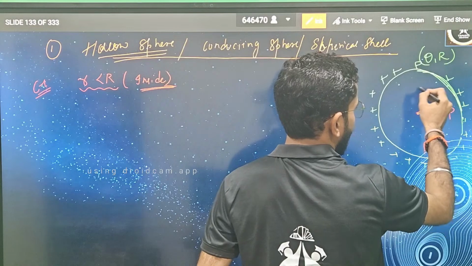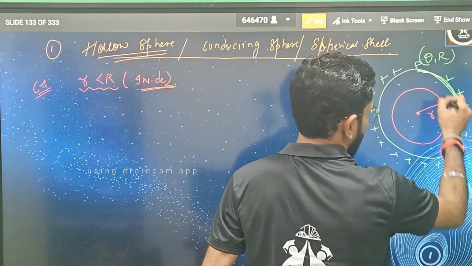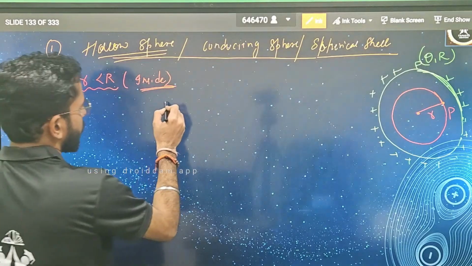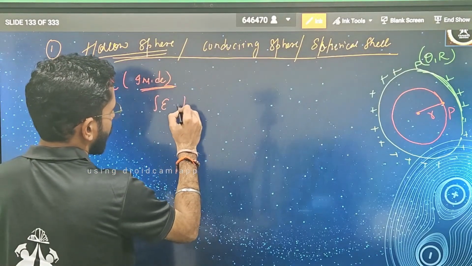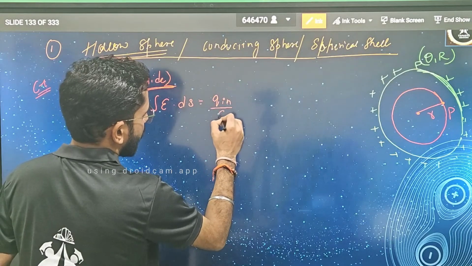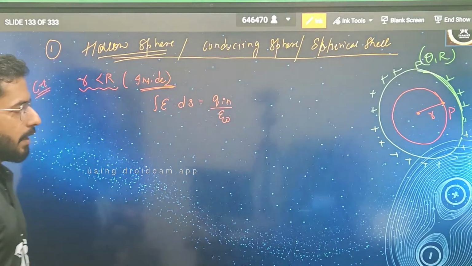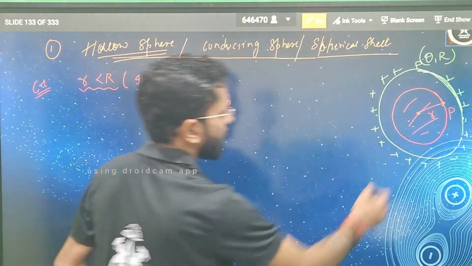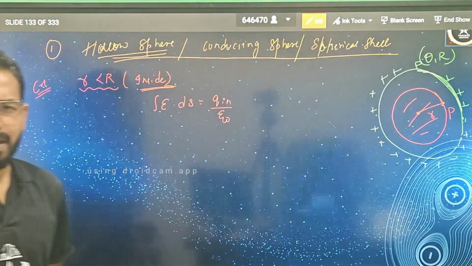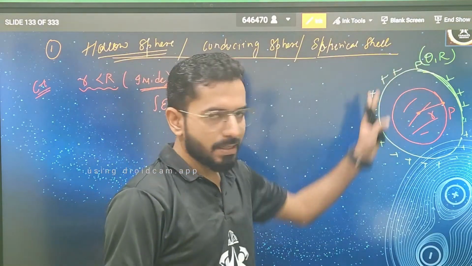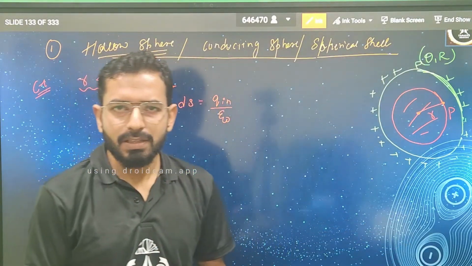What will I do? Firstly, I will draw a Gaussian surface. I have drawn a Gaussian surface, and then I will write the equation: integration of E dot ds is equal to net charge present inside divided by epsilon naught. Correct? Now tell me, what is the net charge present inside your Gaussian surface? Can you say it is nothing but 0? Because all the charges are present at the surface only. Inside there is no charge present.